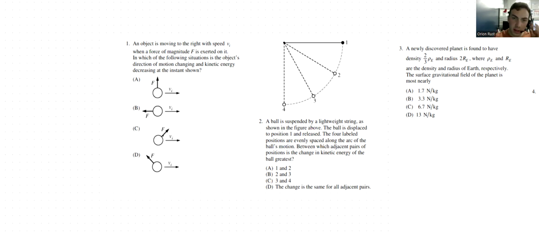Okay, question one. And these are multiple choice answers. All equations that I'll be using will be derived from the formula sheet that we're given. An object is moving to the right with speed vi when a force of magnitude F is exerted on it.